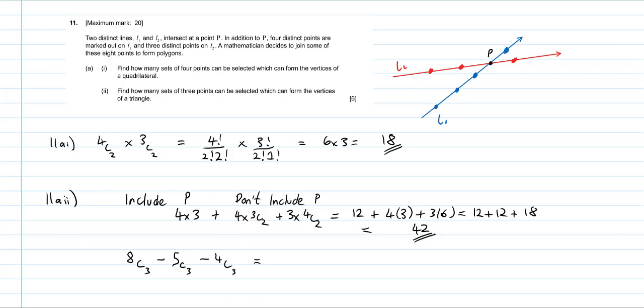And working that out, it's going to get 8 factorial over 5 factorial times 3 factorial minus 5 factorial over 2 factorial times 3 factorial minus 4 factorial over 1 factorial times 3 factorial, and working all that out, that is just going to be 56, which is 8 choose 3, minus 10, which is 5 choose 3, and minus 4, which is 4 choose 3, and that also equals 42, which is what we'd expect, of course. Okay, so there are 42 ways that we can do that.